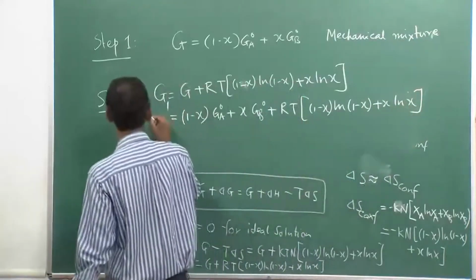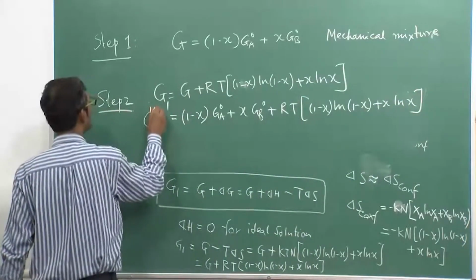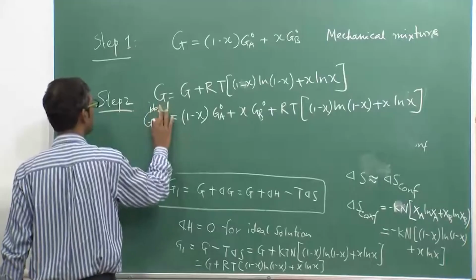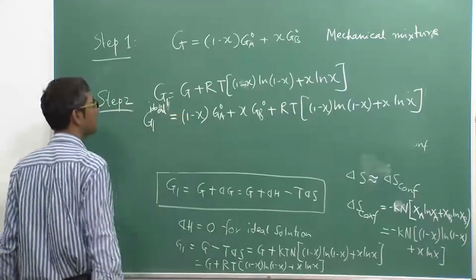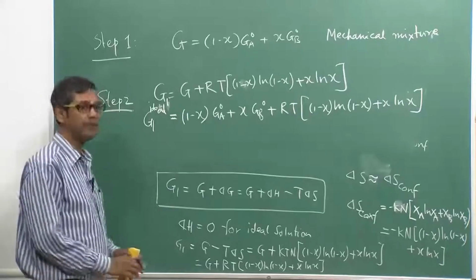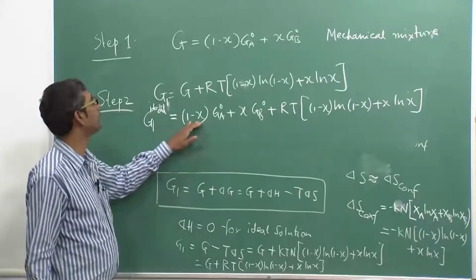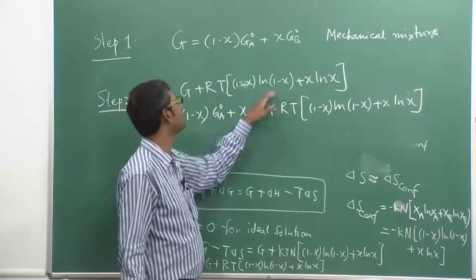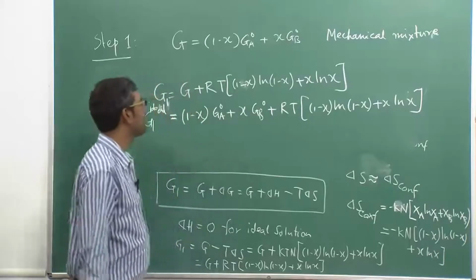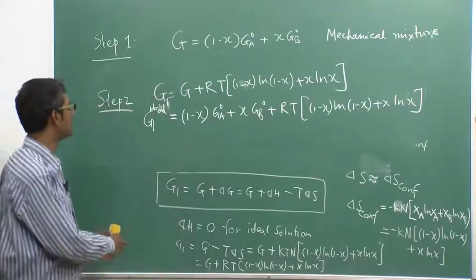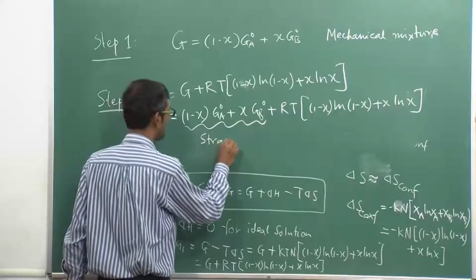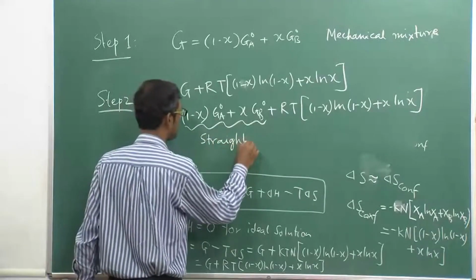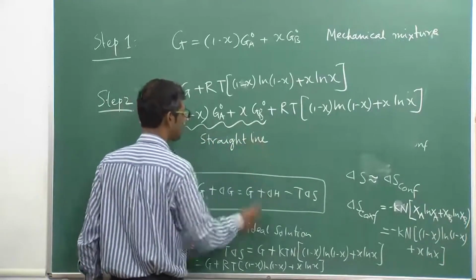So, that is the free energy of the ideal solution. That is why I write here G1 ideal. That is the free energy of the ideal solution if I mix 1 minus x mole fractions of A and x mole fractions of B. Now, if you clearly see, this is an equation of a straight line, right. This is an equation of a straight line.